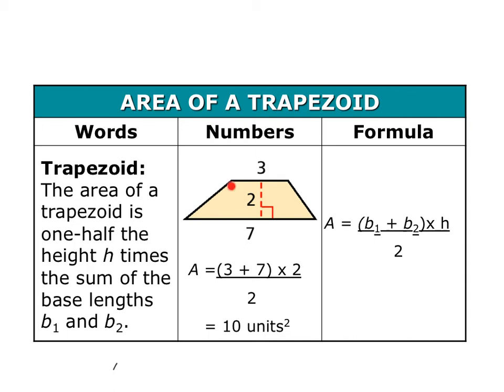In our example here, we have one base, which is 3, one base, which is 7, and it's good to note that the bases are always the parallel sides in a trapezoid, and then the height is found in the perpendicular line between them. So we'd add our bases, which would be 3 plus 7 times 2 for the height, so that would be, sorry, 3 plus 7 would be 10, times 2 is 20, divided by 2, and that's where they get the 10 square units.